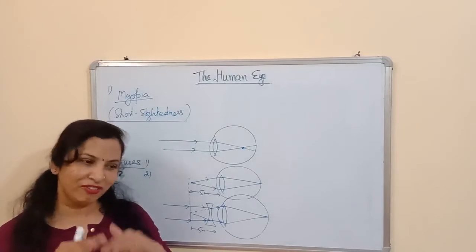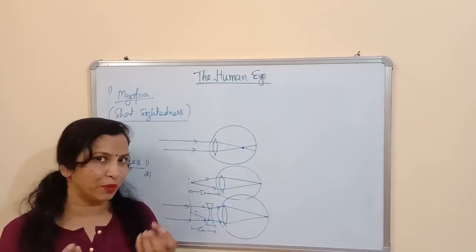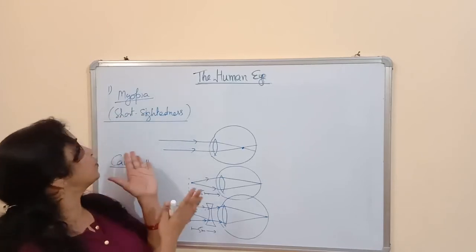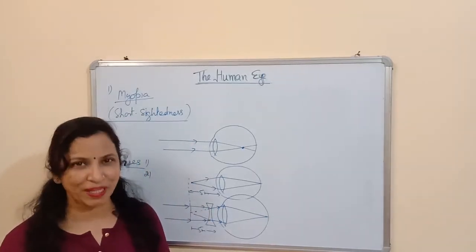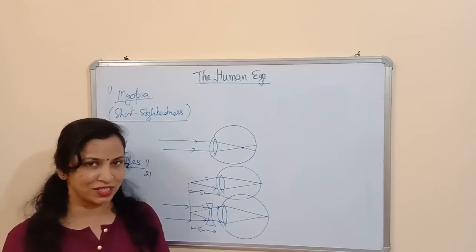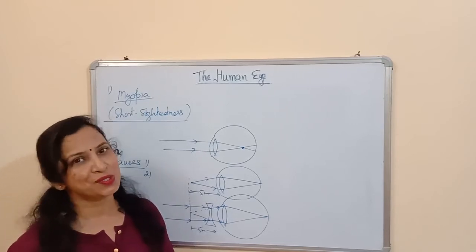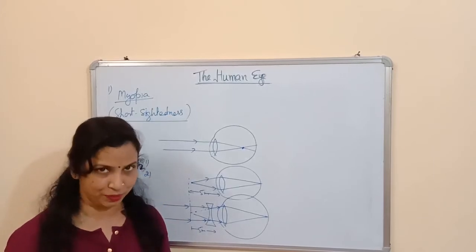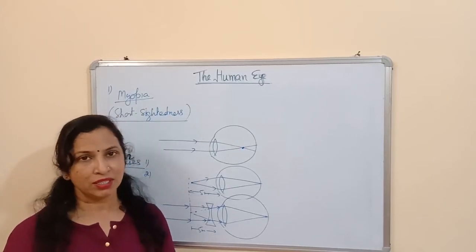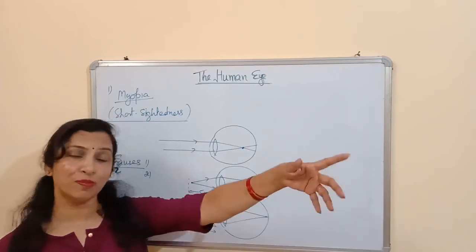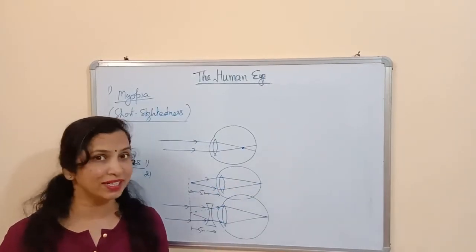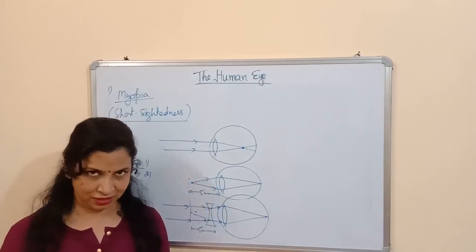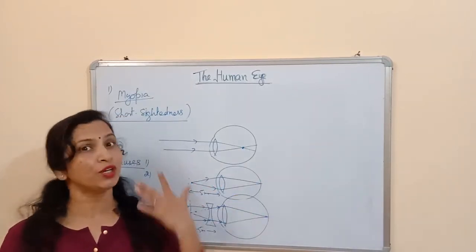Now I'm going to give you a rough idea about hypermetropia and presbyopia. Hypermetropia is just the opposite of myopia, so I'm not going to explain it fully, because these are vice versa to each other and you will get confused. In hypermetropia, a person can see the far object clearly, but is not able to see the near object clearly.